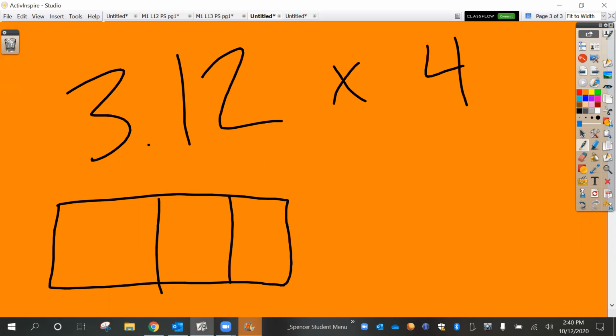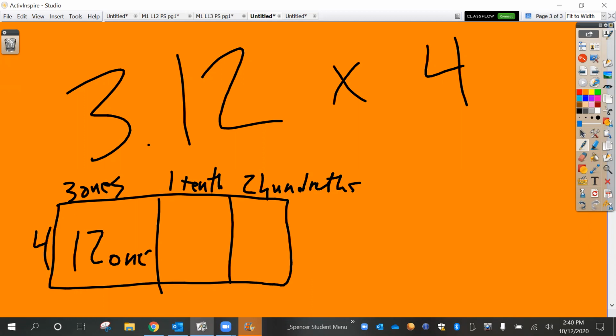So I see 3 units. So I see 3 ones, 1/10, 2 hundredths, right? And then I'm going to multiply that by 4. So 4 times 3 is 12. Make sure my unit comes down. 4 times 1 is 4. Make sure my unit comes down. 4 times 2 is 8. Again, we'll keep my units.